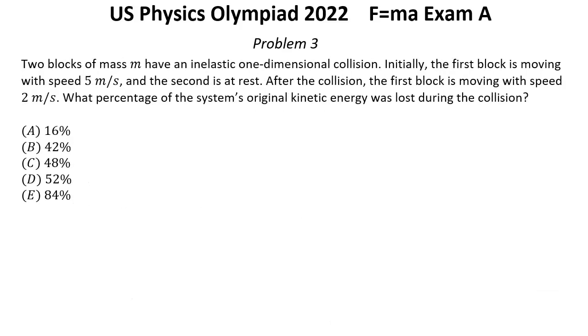Problem number 3. Two blocks of mass m have an inelastic one-dimensional collision. Initially, the first block is moving with the speed 5 meters per second and the second is at rest. After the collision, the first block is moving with the speed 2 meters per second. What percentage of the system's original kinetic energy was lost during the collision?